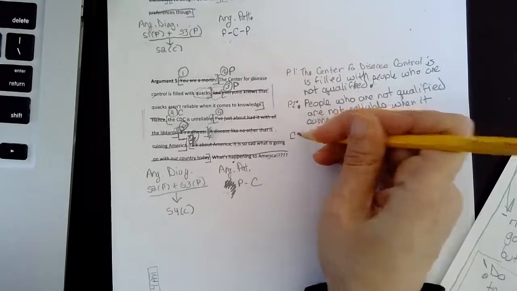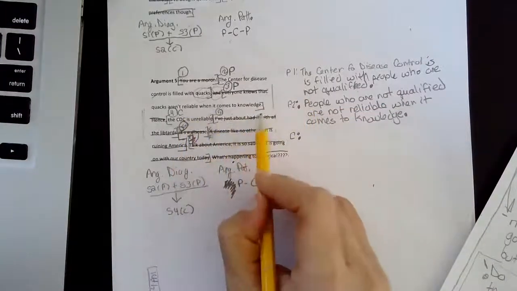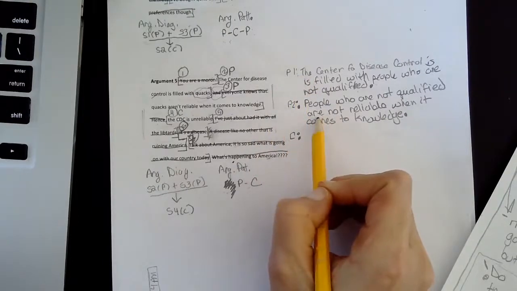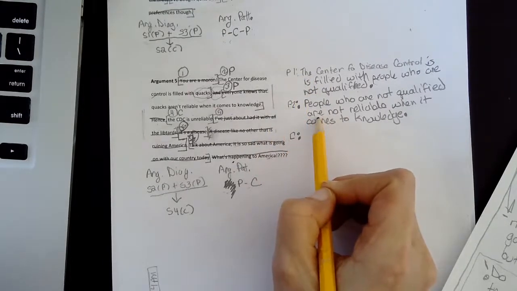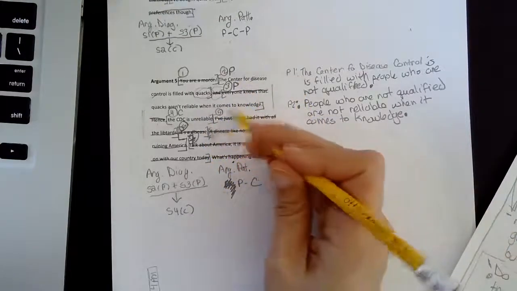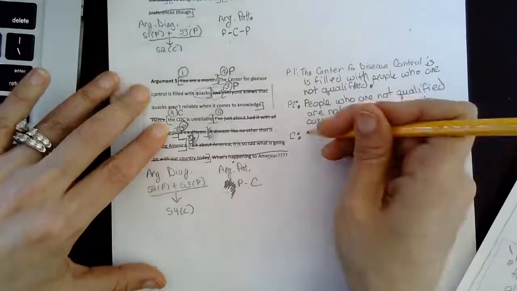Conclusion. So the conclusion happens to come last. In this example, we see that the ordering of the premises in the reformatted version is by coincidence the same as it is in the paragraph form, in the ordinary version of the argument. All right, so then we've got the conclusion, the CDC is unreliable.